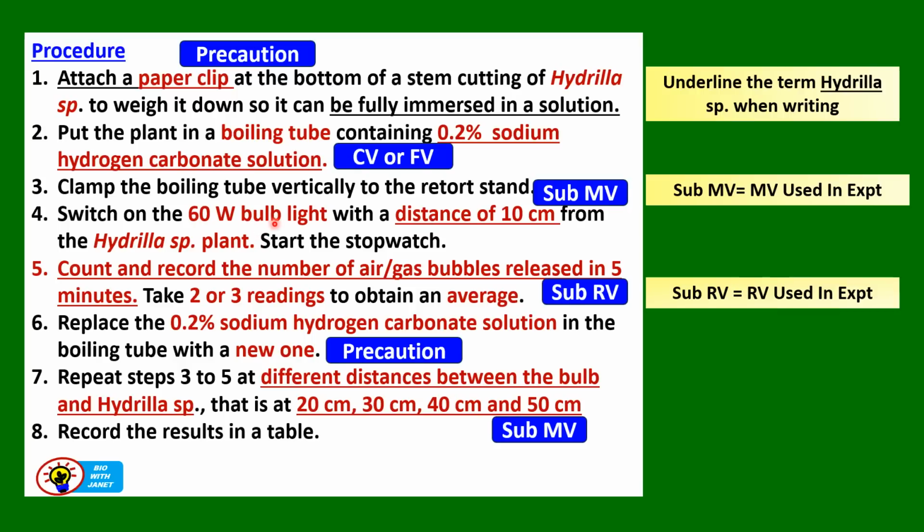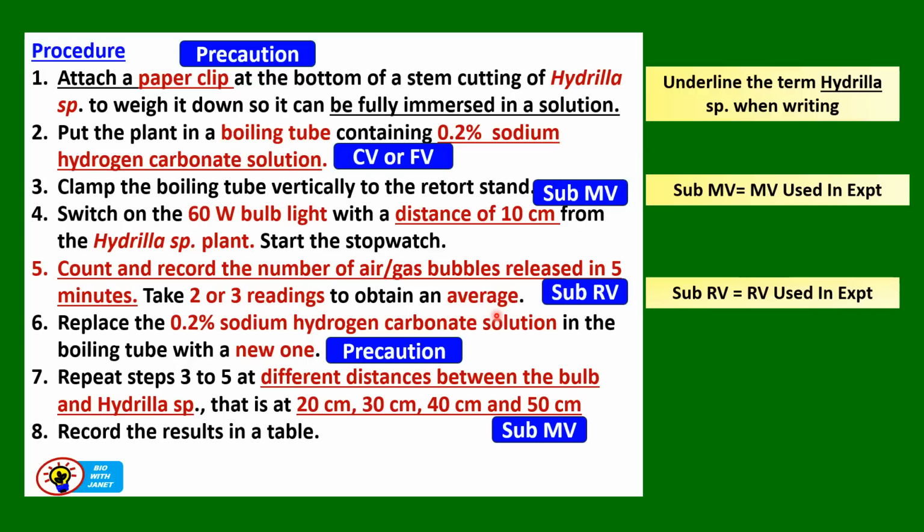Now before you switch on the light, make sure that you have given about 2 minutes for the Hydrilla species plant to adjust to the light. And you have to see whether the air bubbles or the gas bubbles are released. If there are no gas bubbles, don't start the experiment. Wait until gas bubbles start to form. Once they are released, then you start your stopwatch. Now count and record the number of air or gas bubbles released in 5 minutes. Then after that, take 2 readings to obtain an average.